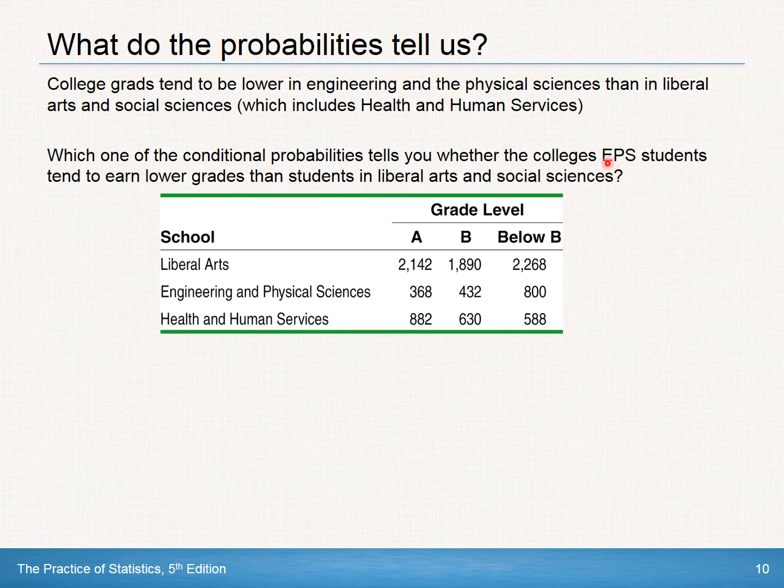Which one of the conditional probabilities tells you whether the college EPS students, which is the engineering and physical science students, tend to earn lower grades than students in liberal arts and social sciences? Okay, so we can use conditional probabilities in order to answer this question. Just take a minute, and before we go over the answer, think about which of the conditional probabilities will tell us this.